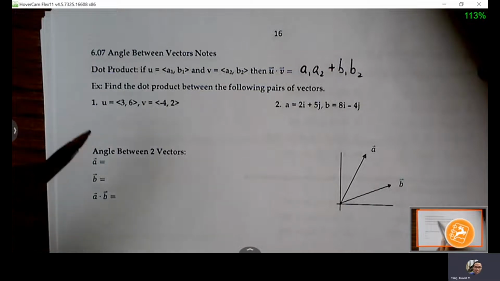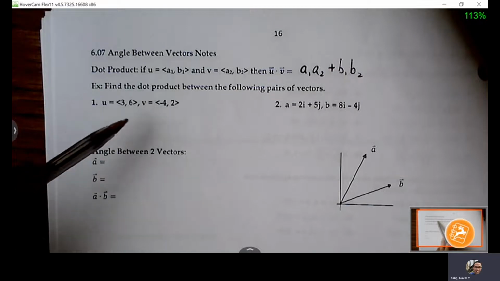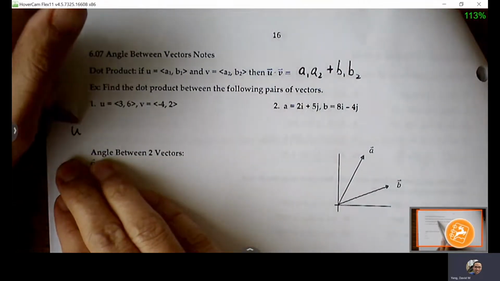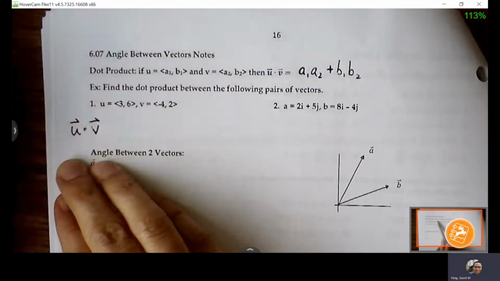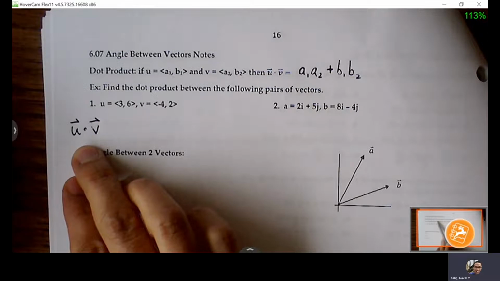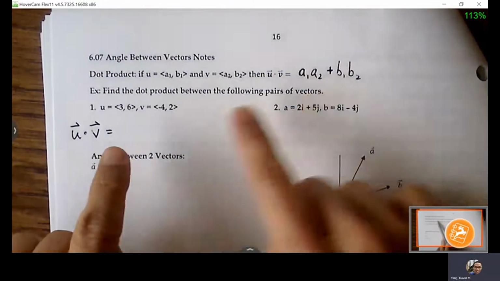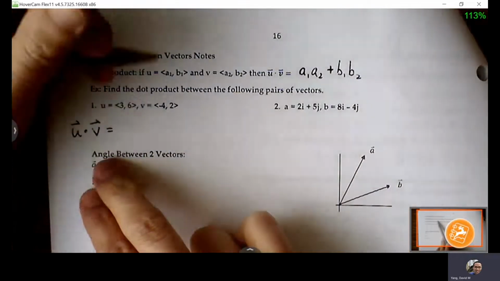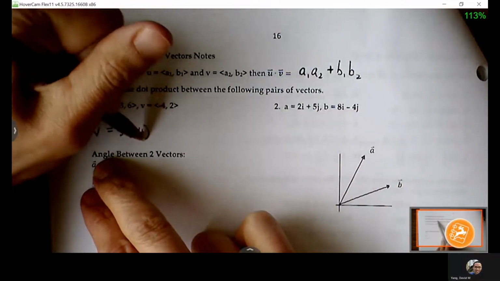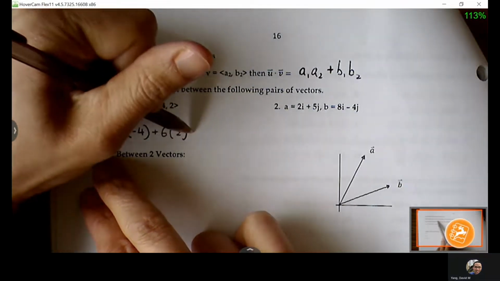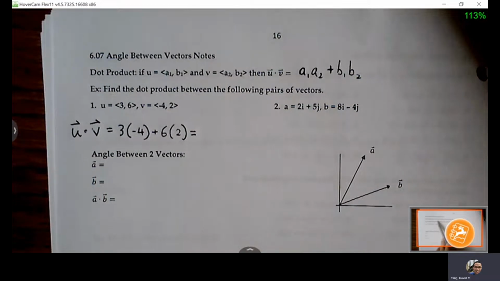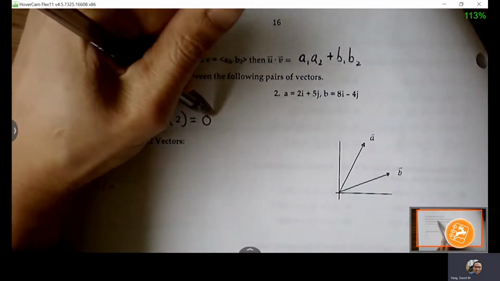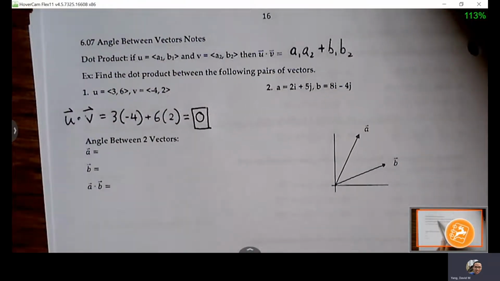So number 1 says find the dot product between the following pairs of vectors. So I'm just going to find the dot product between vectors u and v. So practice writing the notation. It's vector u dot vector v. So we're just going to identify the horizontal components, multiply those together, and then identify the vertical components, multiply those together. At any time, if you want to plug into your calculator, you're welcome to do that. What is this equal to? 0, right? There's something special about 0. We'll talk about that later. But right now, that's just the dot product.